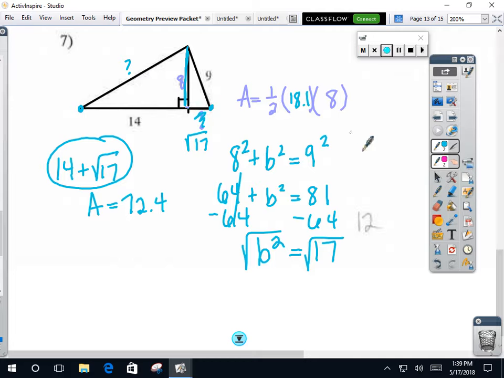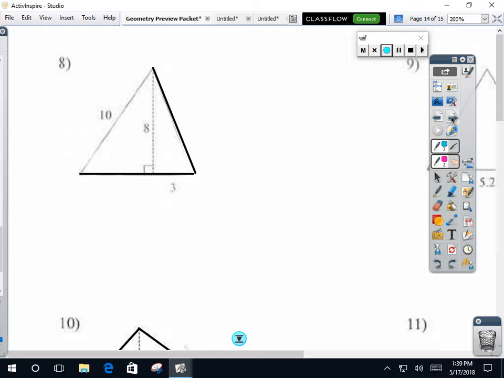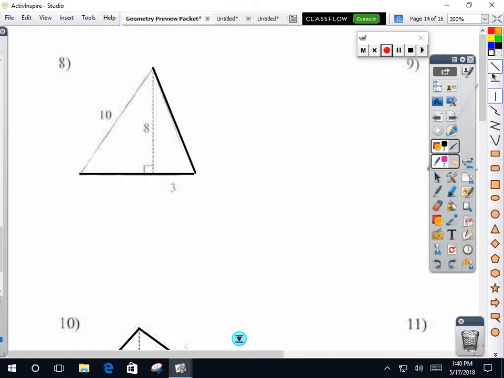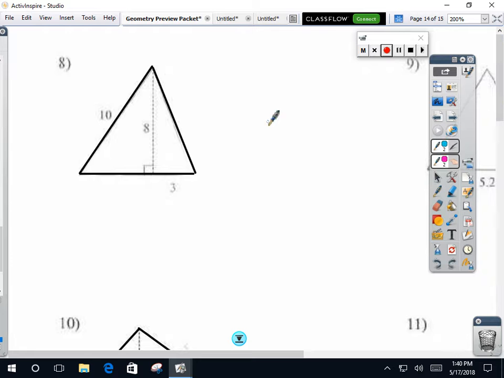Okay, go to the next page. Next page. All right, number 8. For this one, we have one large triangle, but within it, 2 other triangles. We are given this leg, which is the leg for both triangles, correct? And its length is 8. We are given this portion of the base, which is 3. So what all do we have to figure out to be able to do the area?